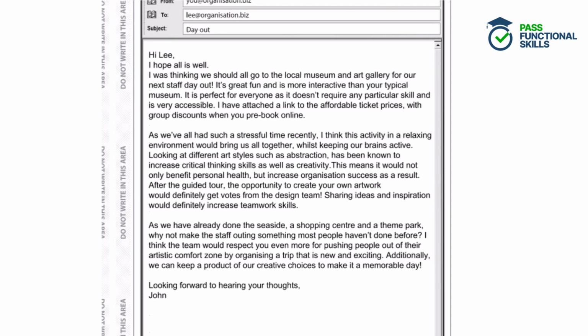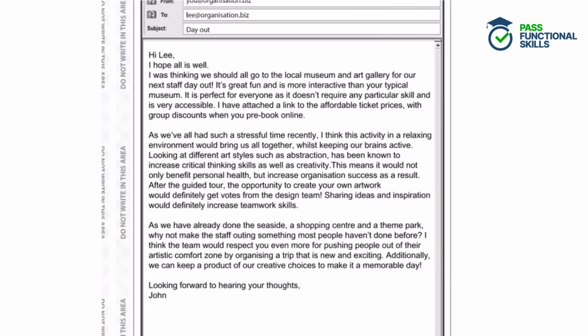As we've all had such a stressful time lately, I think that this activity in a relaxing environment would bring us all together whilst keeping our brains active. Looking at different art styles such as abstraction has been known to increase critical thinking skills as well as creativity. This means it would not only benefit personal health but increase organisation success as a result. After the guided tour, the opportunity to create your own artwork would definitely get votes from the design team. Sharing ideas and inspiration would definitely increase teamwork skills.